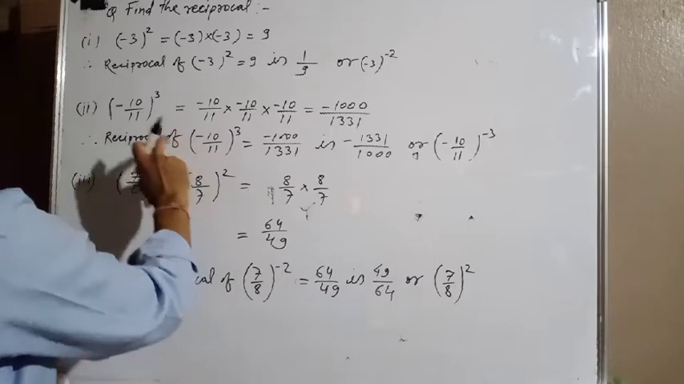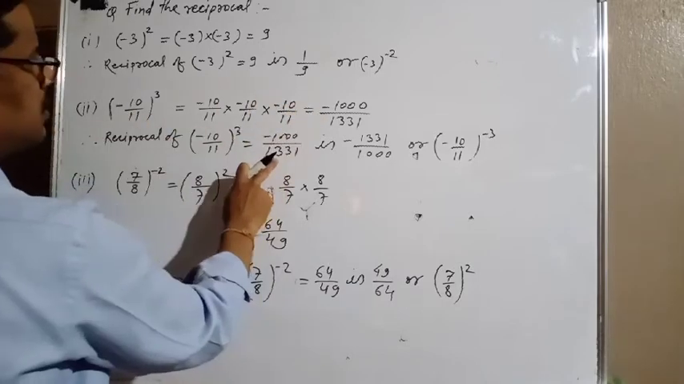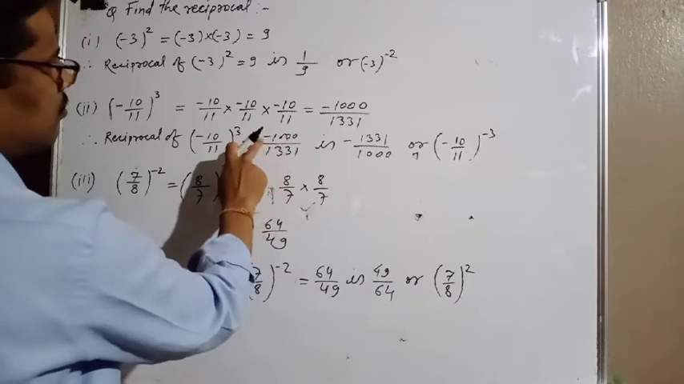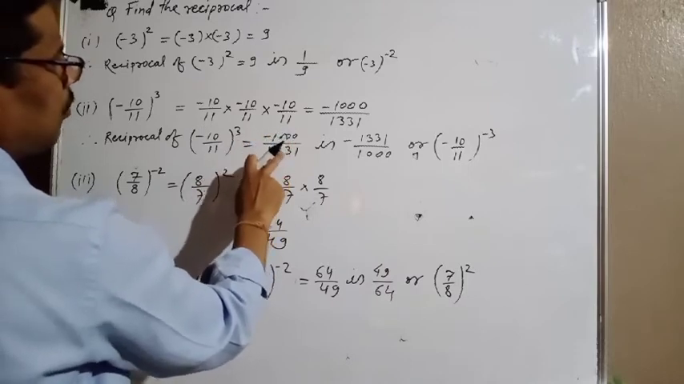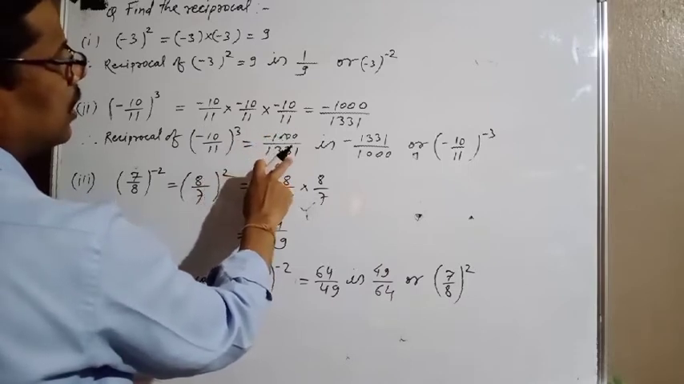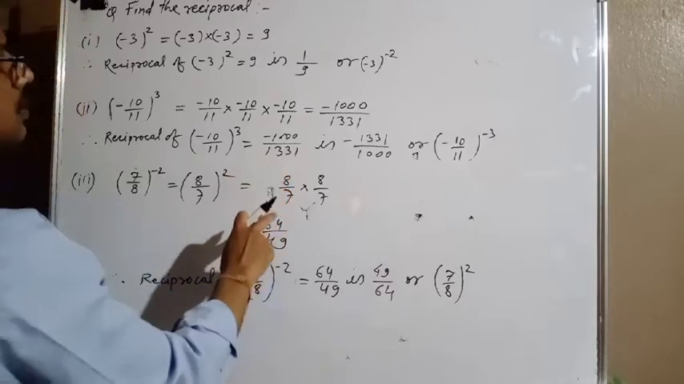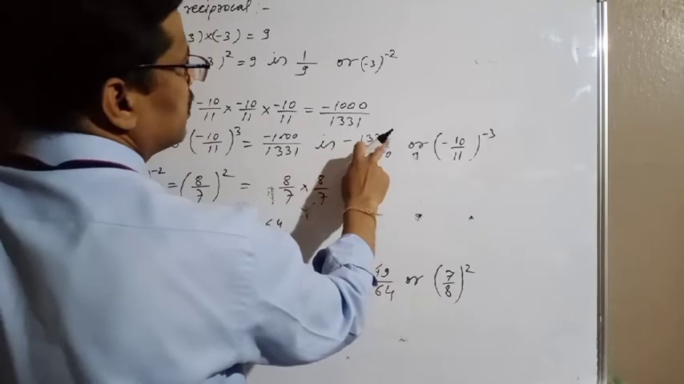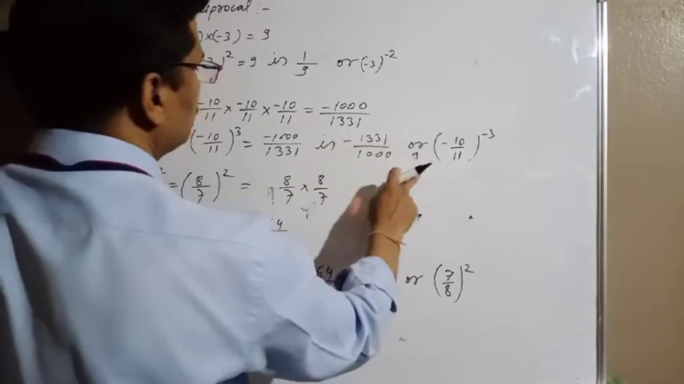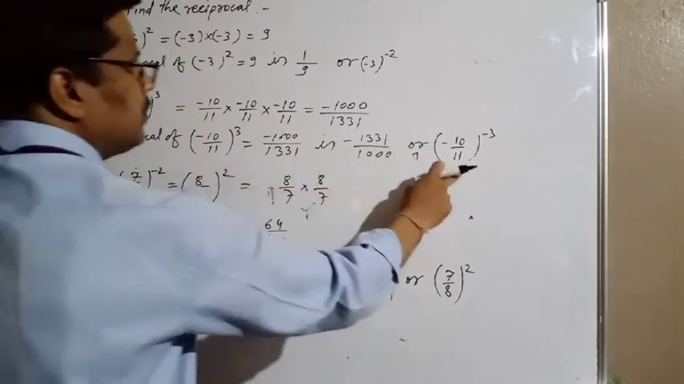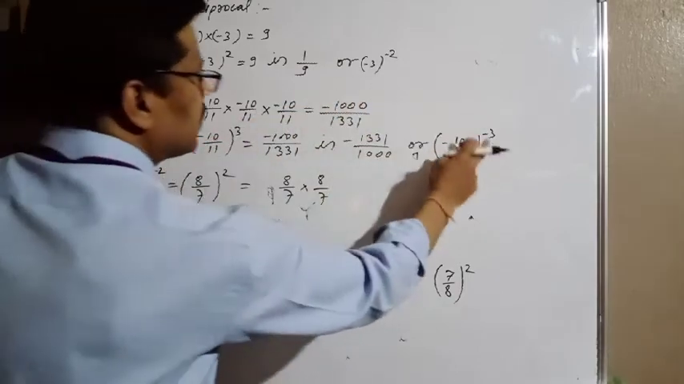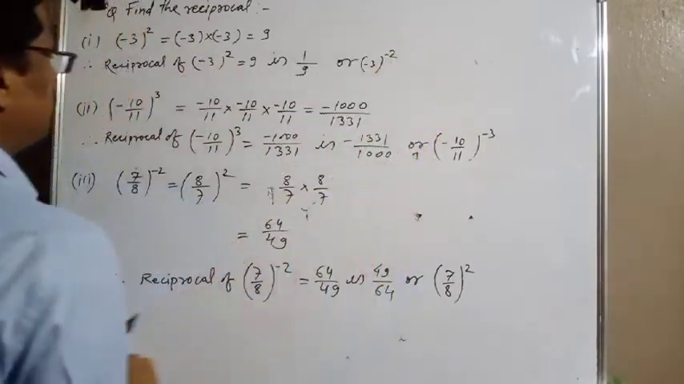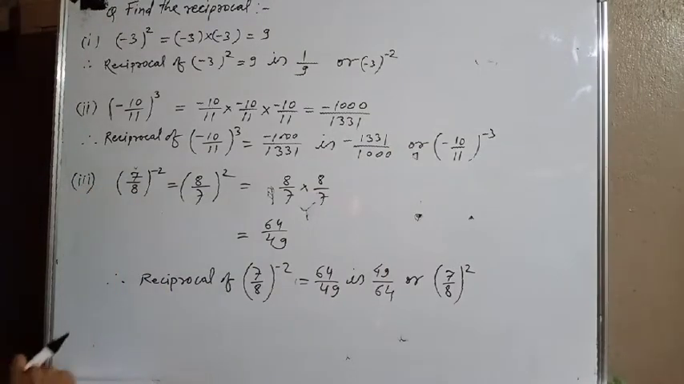Now the reciprocal of minus 10 upon 11 power 3, we have written is equal to this. Now you can easily find the reciprocal, just the opposite of it: minus 1000 upon 1331. What is the inverse of it? Minus 1331 upon 1000. Another way is there. The number will remain the same, only a positive power becomes negative. If there is a negative power, it becomes positive. Keep this in mind.